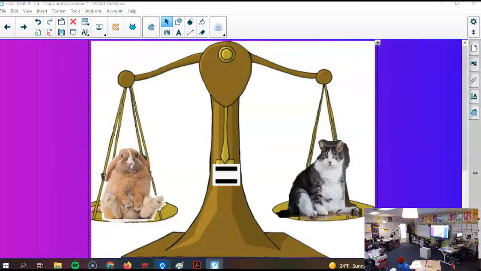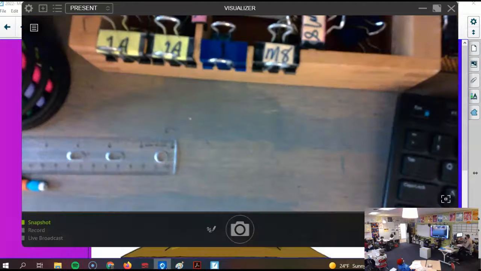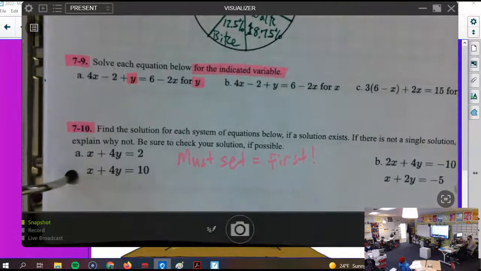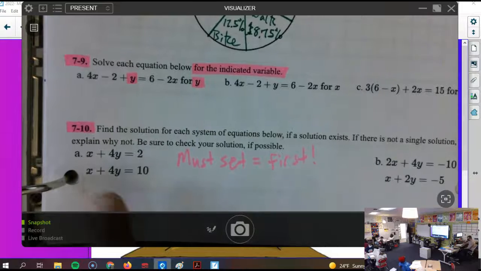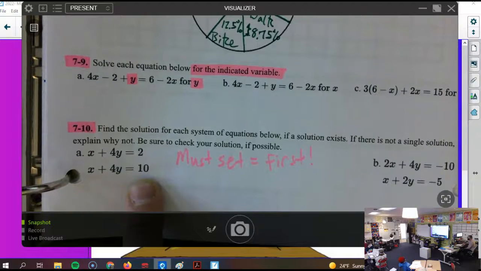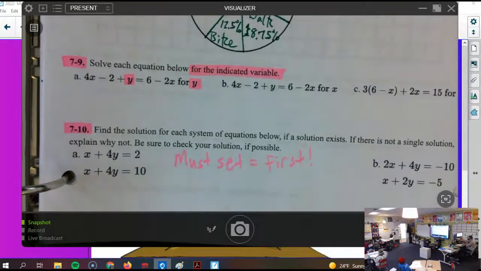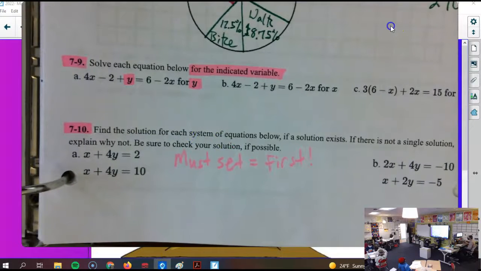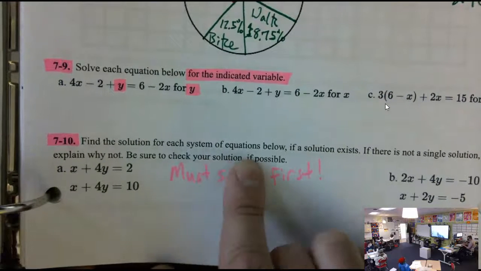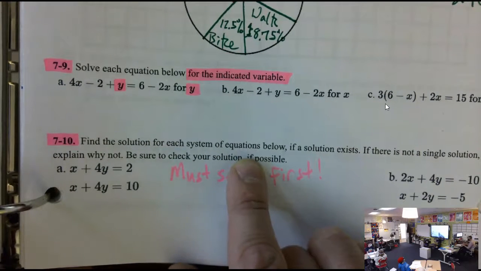So where I'm worried about some of us blindly thinking that we're doing Chubby Bunny Kitty, but not, is in problems like 710. We have to put these equal to each other first. You cannot just say x plus 4y equals x plus 4y. That's not true. Because is 2 equal to 10? No. So before we can solve systems of equations, which a lot of us just very quickly say, oh, Chubby Bunny Kitty, but it's called a system of equations, we have to get them to equal the same thing.